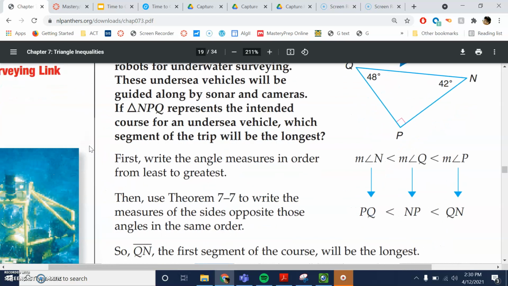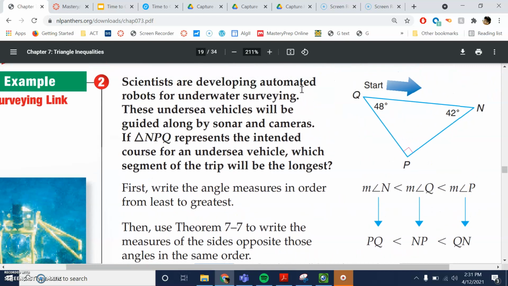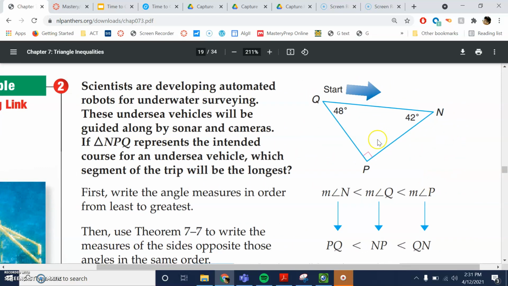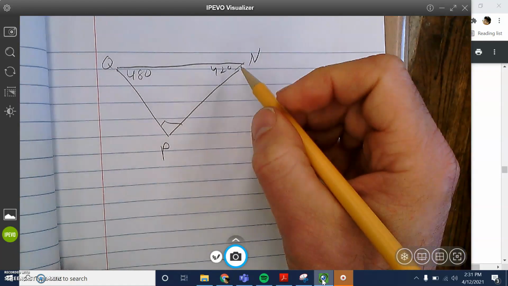Cool. Kind of like this over here, right? There's an undersea vehicle. If triangle NPQ represents the intended course of the undersea vehicle, which segment of the trip will be the longest? Okay, so here's a picture of it. Copy it down. So let's see. Which section is going to be the longest?